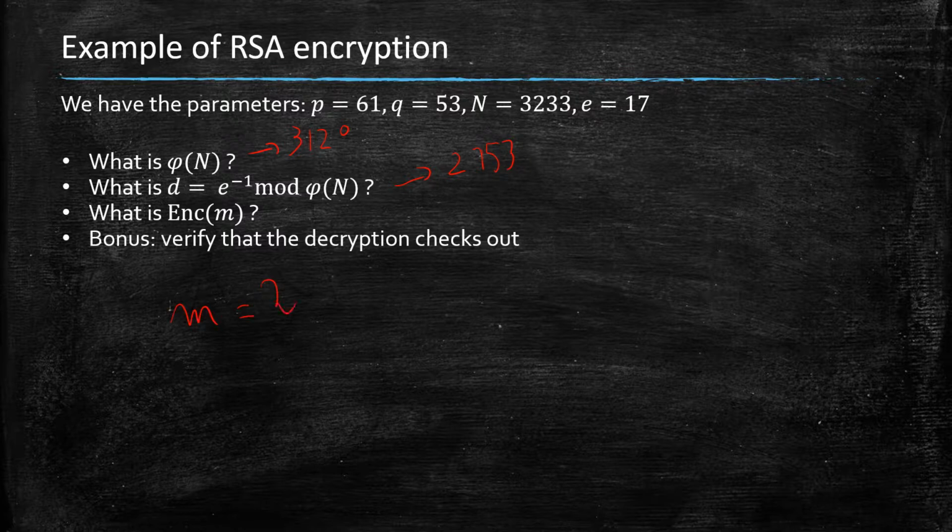Okay, now let's say m equals 2. Well, we'll see that m to the e mod n, which is the ciphertext, equals 1752, and you can verify that c to the d mod n, which is 1752 raised to the 2753 mod n, lands back on 2.